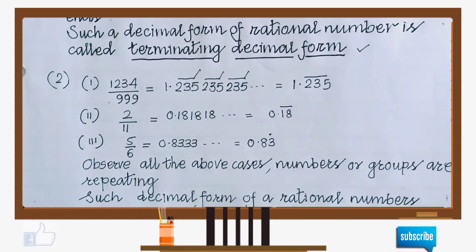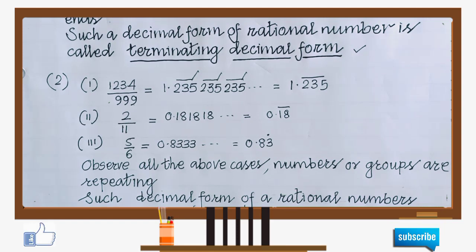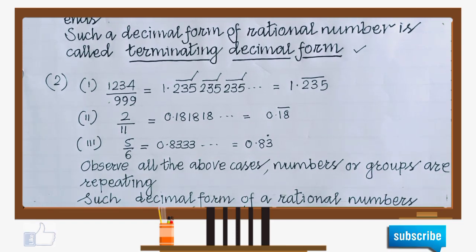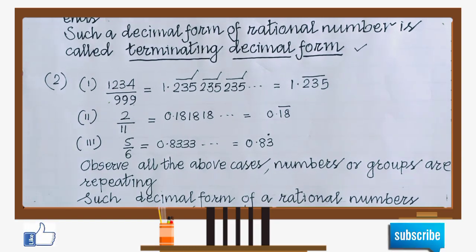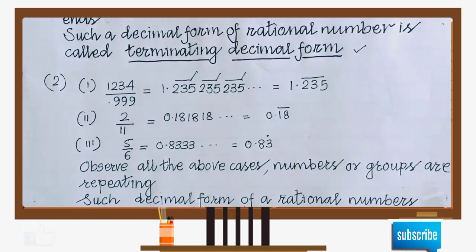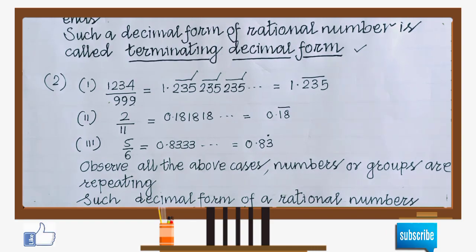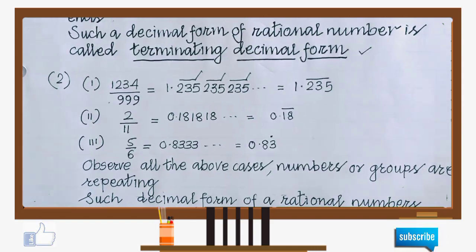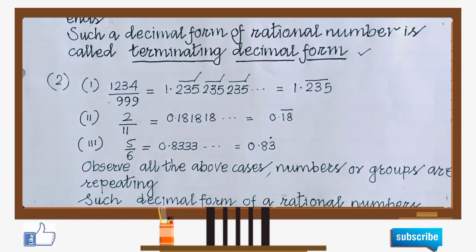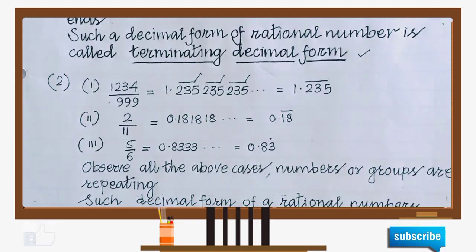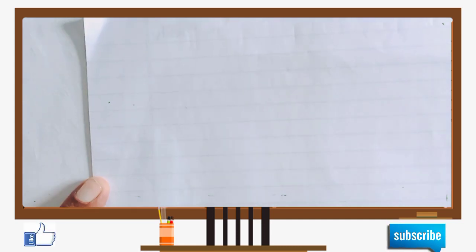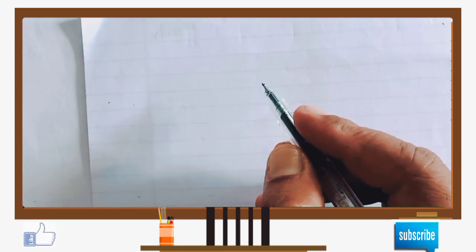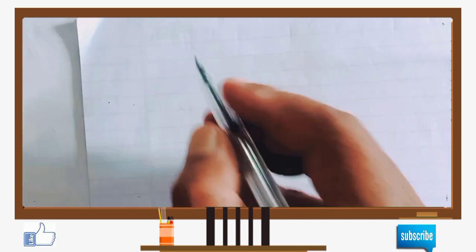Such a type of decimal fraction is called the non-terminating recurring decimal. Non-terminating means terminate नहीं हो रहा है, again and again the remainder is coming. And recurring means these numbers are again repeating. Number जो है ये कैसे हो रहे, repeat हो रहे again and again, that is called the recurring decimal. Now you see here the terminating decimal form.